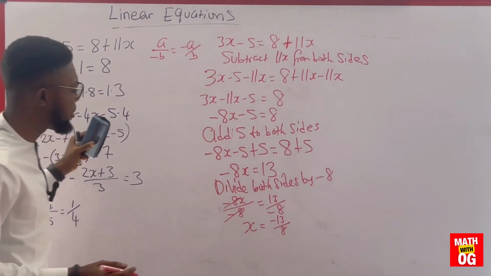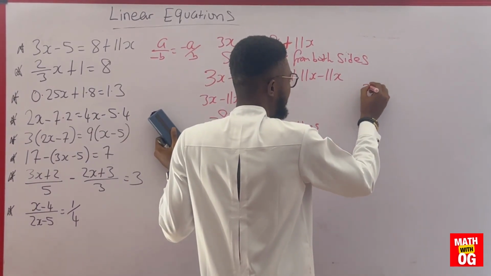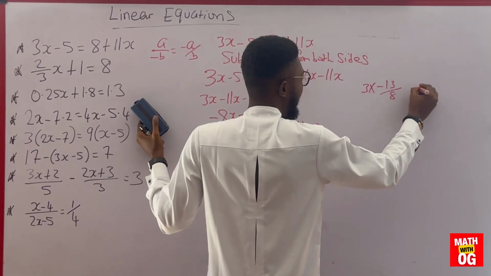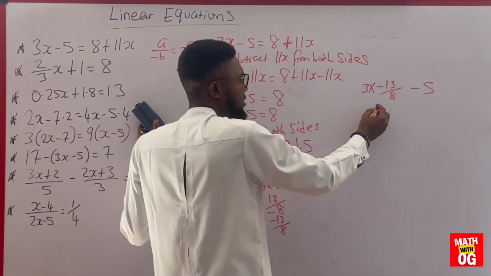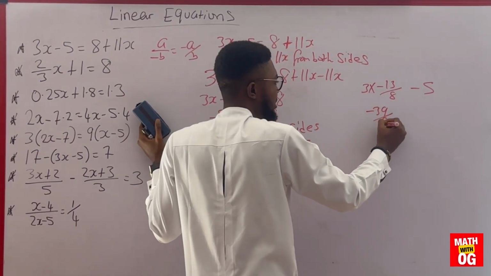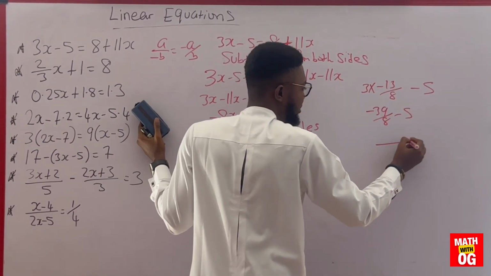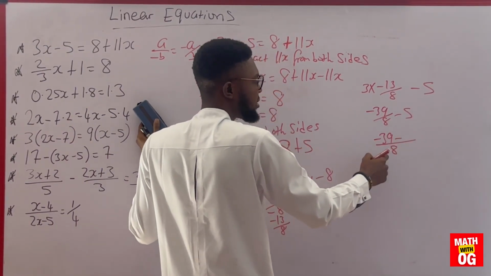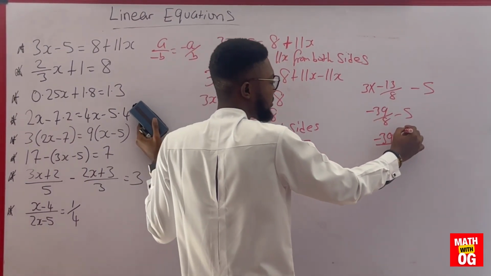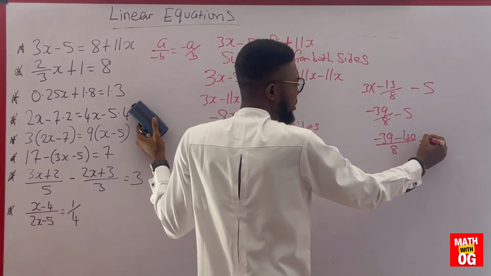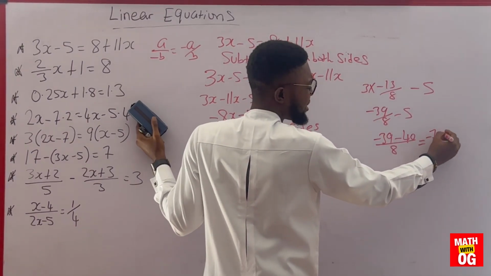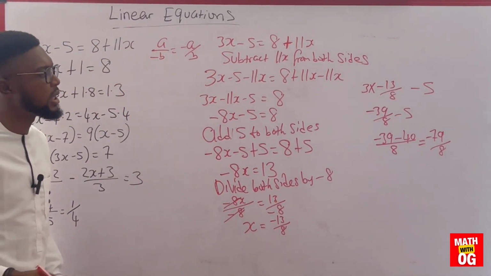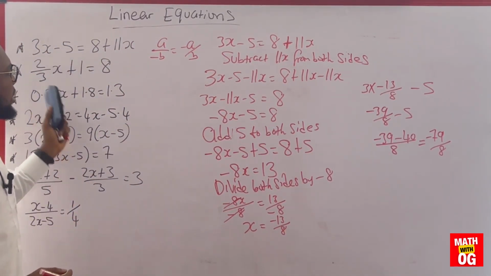3x is 3 multiplied by minus 13 over 8. We are solving for the left hand side, minus 5. This times this will give us minus 39 over 8 minus 5. LCM is 8. This will give me minus 39 minus 8, 1 into 8 is 8, 8 times 5 is 40. So my answer here should be minus 79 over 8. Minus 79 over 8. That's for the left hand side.